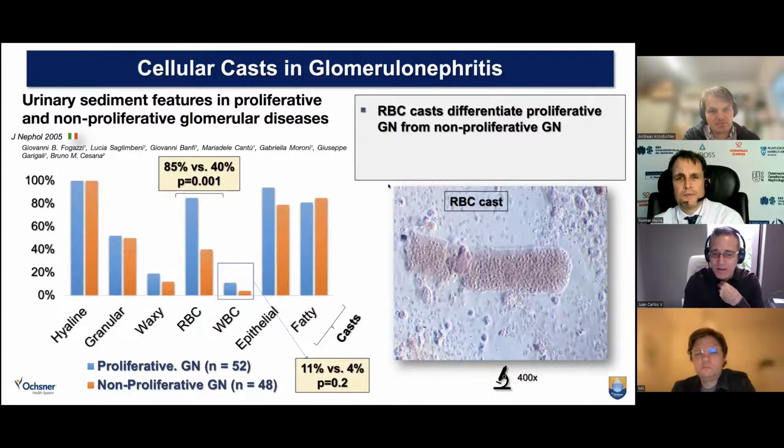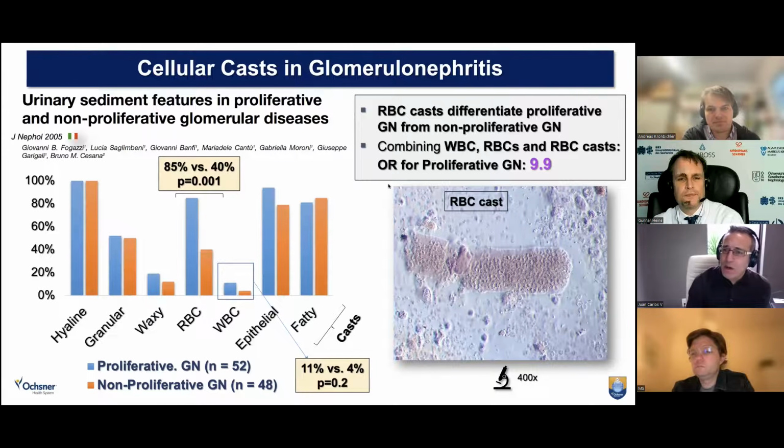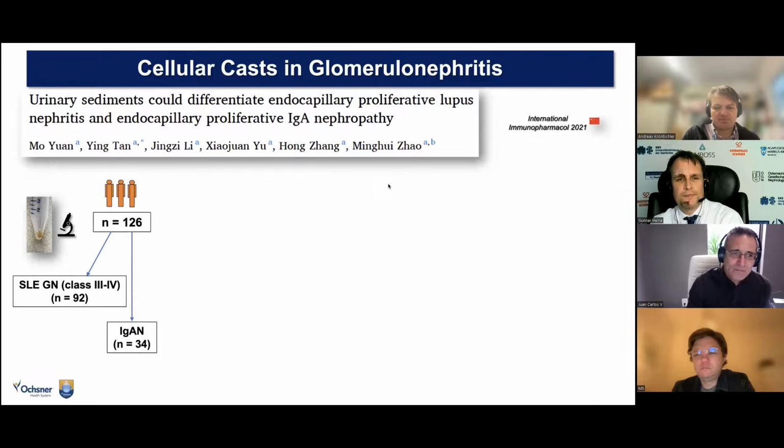And then white blood cell cast, I want to bring this to your attention. Here, proliferative glomerulonephritis, 11% compared to 4% of non-proliferative glomerulonephritis. So combining white blood cell cast, red blood cell cast, and red blood cells, the odds ratio for a proliferative glomerulonephritis is almost 10. So very high indication. So essentially, this is what is being called an active sediment: presence of dysmorphic red blood cells, white cell cast, and red blood cell cast.